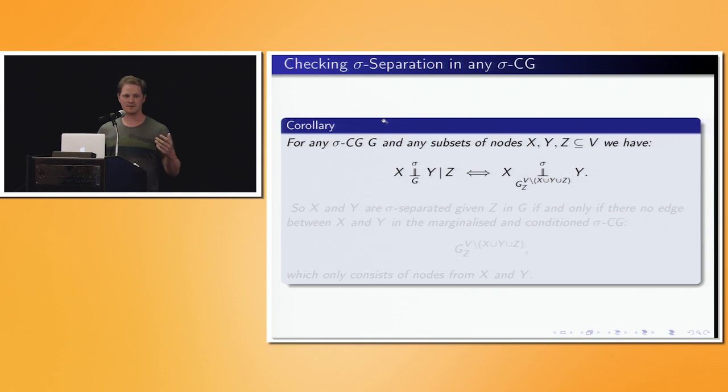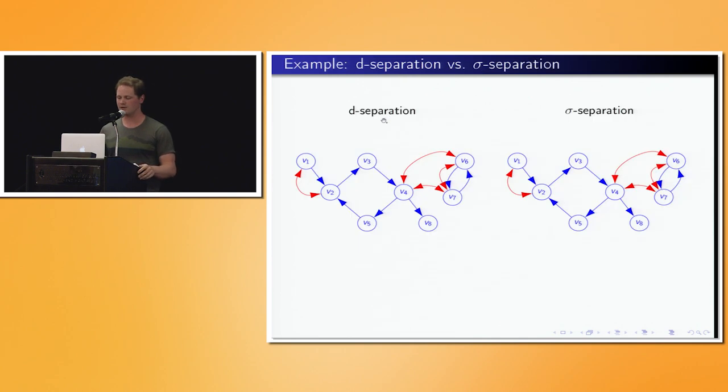So that means instead of checking this in the big graph and running through all paths, I can marginalize all these nodes out and check this in a very small graph. I will show you in a minute. So we have here the graph from before, and I will show you how this works, marginalization and conditioning.